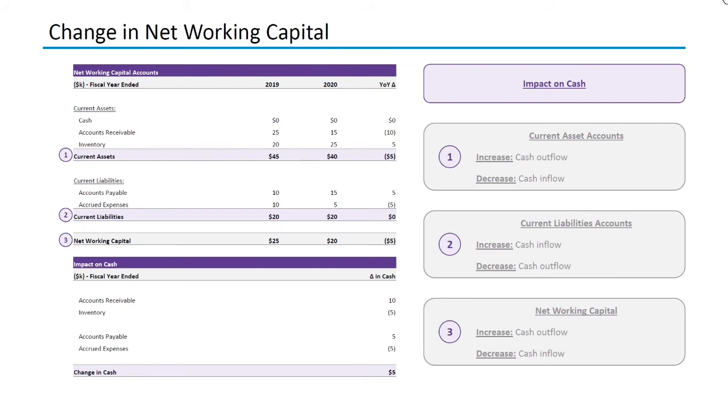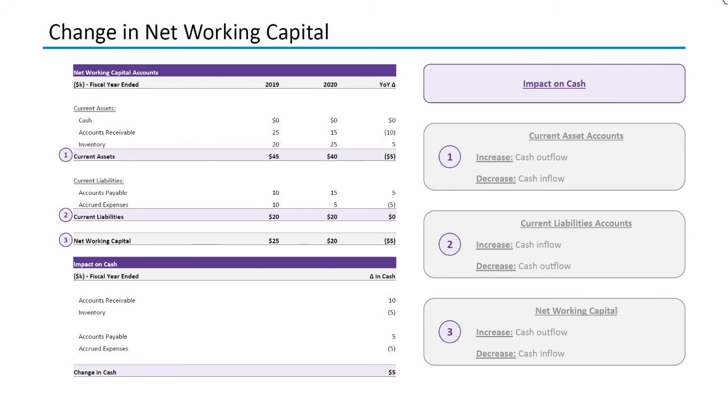Now, on the flip side, looking at current liabilities, an increase in a current liability account year over year represents a cash inflow, while a decrease in a current liability account year over year represents a cash outflow. An example of one of these accounts would be accounts payable. An increase in accounts payable meant we were able to withhold some payments from vendors or suppliers, meaning that we could hold more cash on our balance sheet, while a decrease in accounts payable meant we had to go out and pay more of our vendors and suppliers, representing a cash outflow.